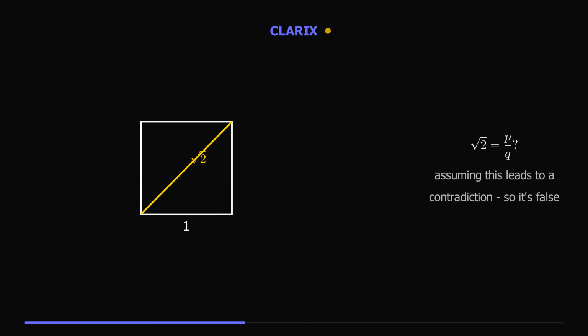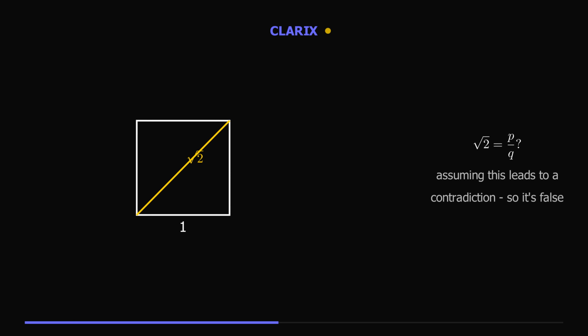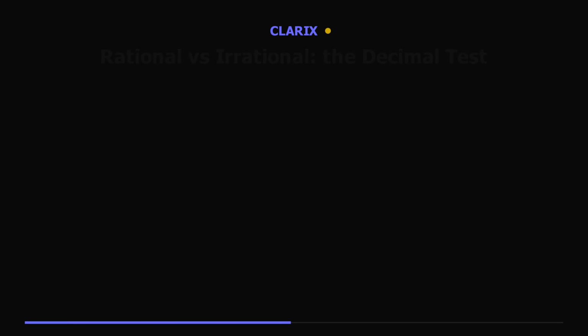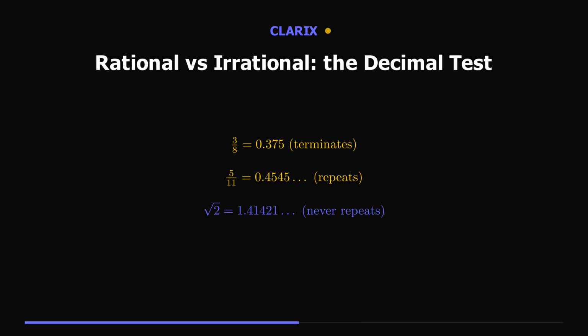By assuming root 2 is a fraction p over q in lowest terms, squaring both sides, and showing p and q would both have to be even, contradicting lowest terms from the start. That contradiction means the assumption was false. Root 2 cannot be written as a fraction. Numbers like this are called irrational numbers. Combine every rational number with every irrational number, and you get the complete gap-free real number line.